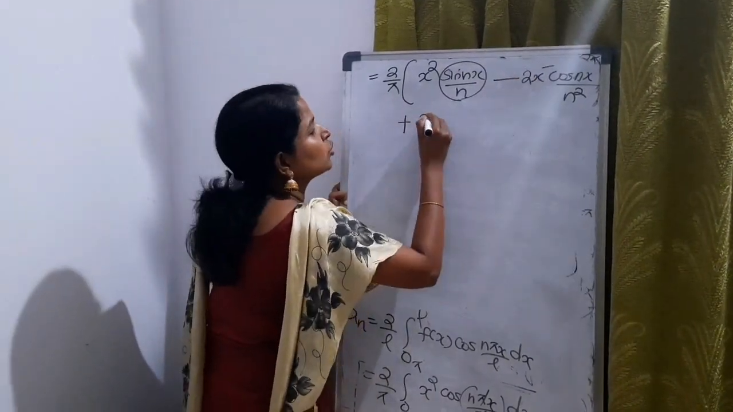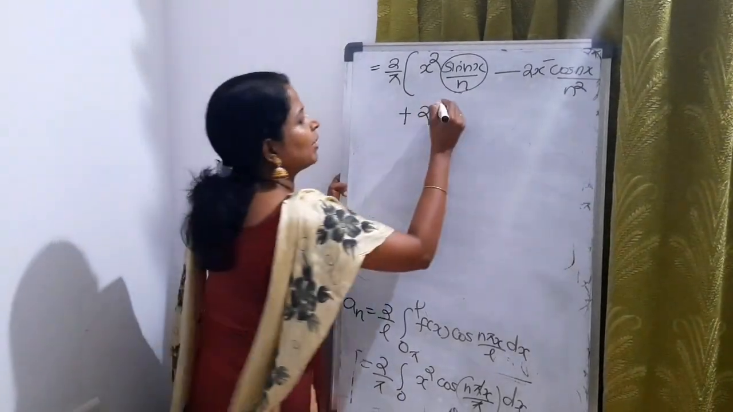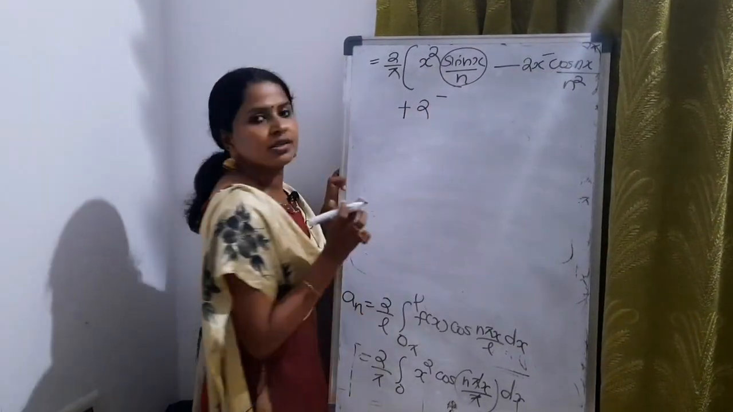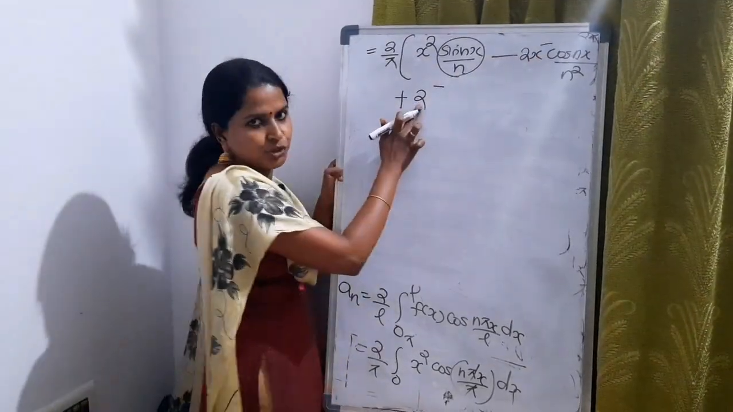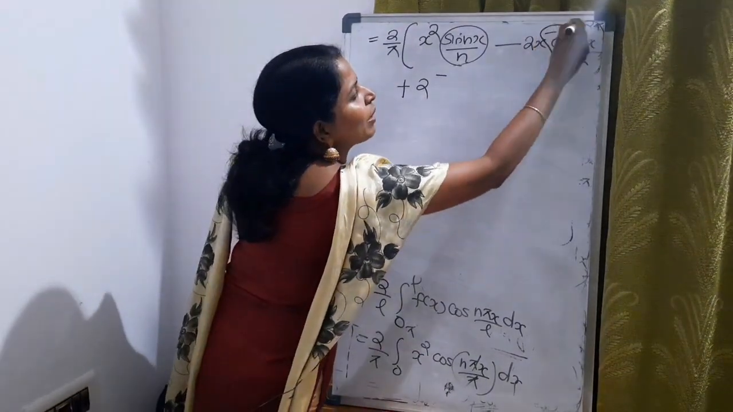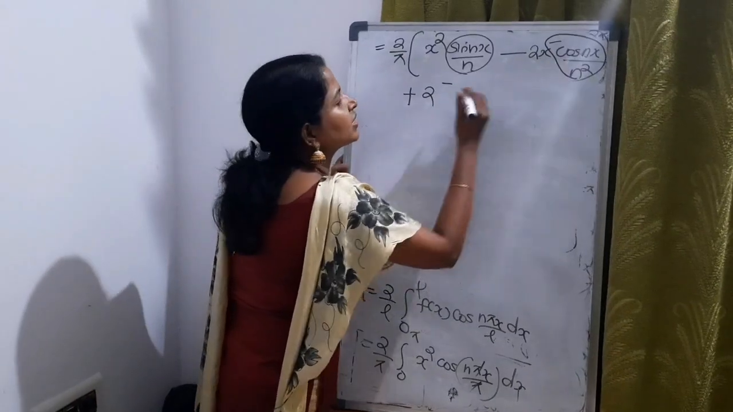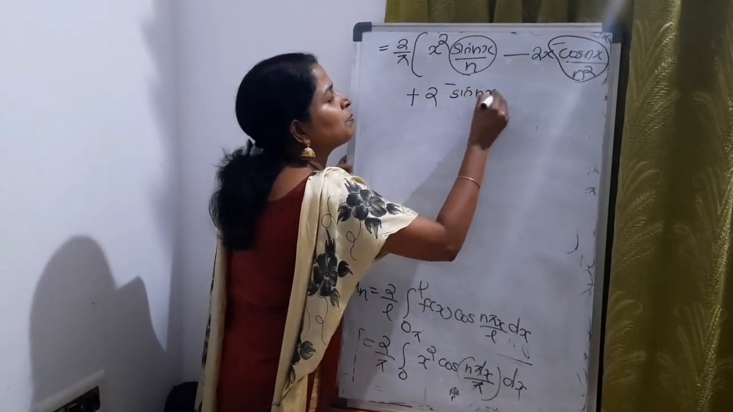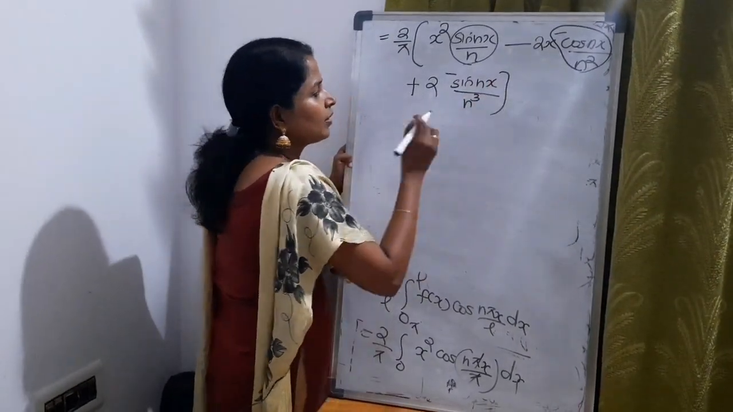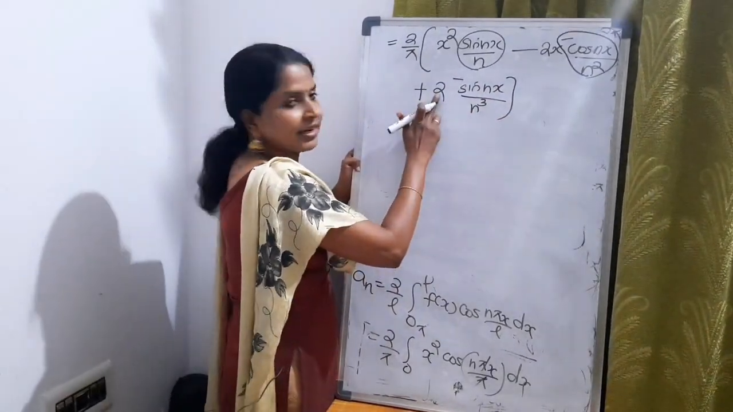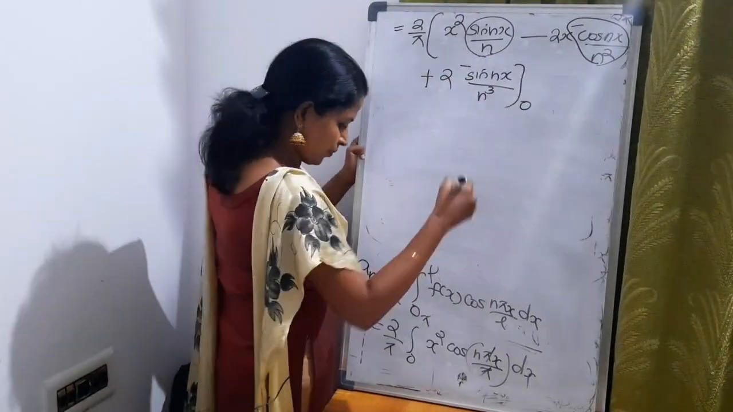Derivative of 2x is 2. Integral of minus cos nx by n square: first write the derivative of 2x, which is 2, then the integral of minus cos nx by n square is minus sin nx by n, here n square, so n cube. Then the next term, minus, derivative of 2 is 0. So then substitute 0 to pi.